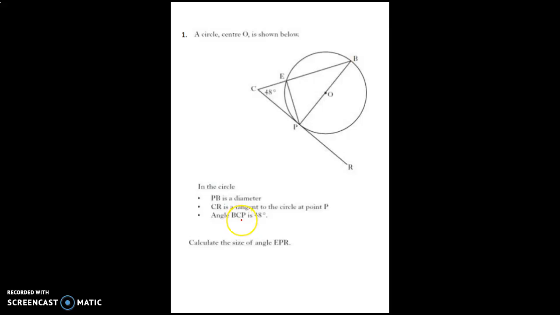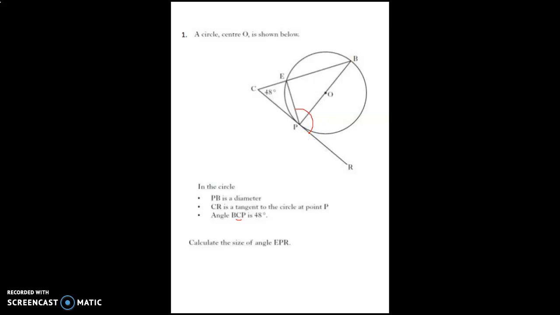Get the pen. All right, so right there. And we want to calculate the size of angle EPR. So P has a lot of angles there, so let's look. We start at E, we go down to P, and we want to go to R. So this is the angle that we're looking for.